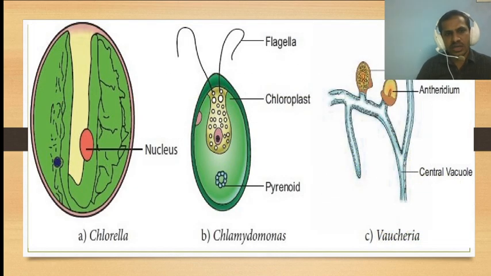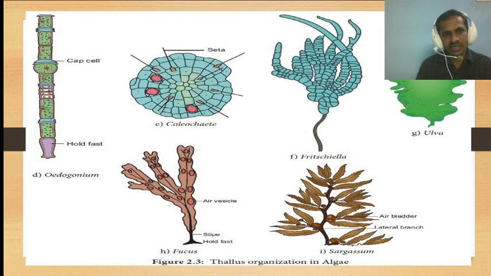Chlorella does not have flagella, so it is a non-motile form, while motile forms with flagella are present in Chlamydomonas and Vaucheria. Oedogonium has a specialized structure fixed in the substratum, called a holdfast, as do Coleochaete, Fragilaria, Ulva, Fucus and Sargassum. Sargassum has air bladders, so it can easily float on the water.